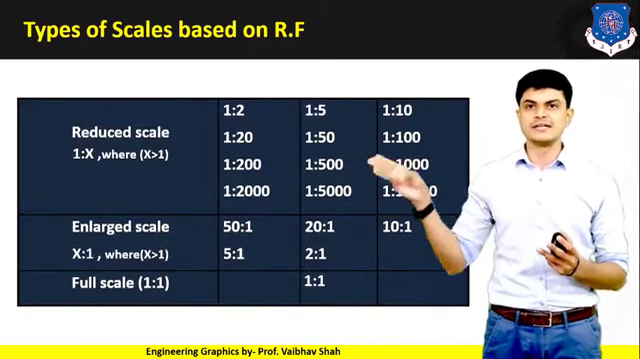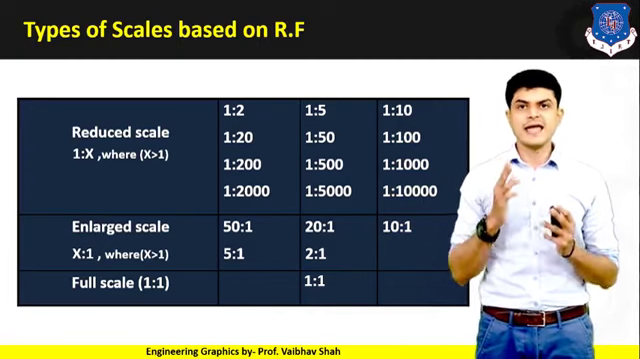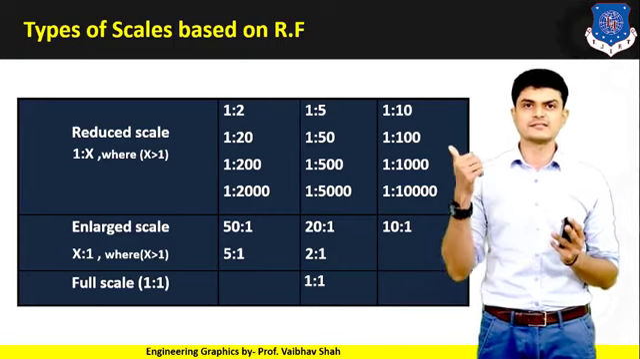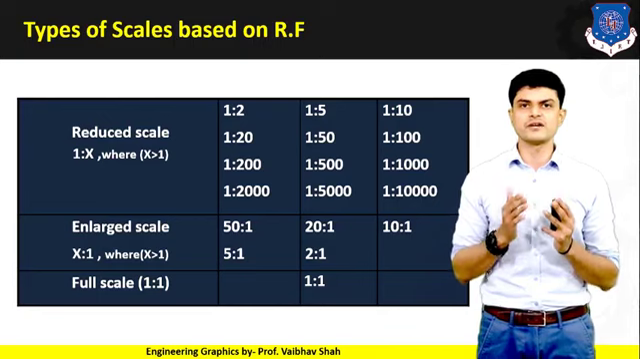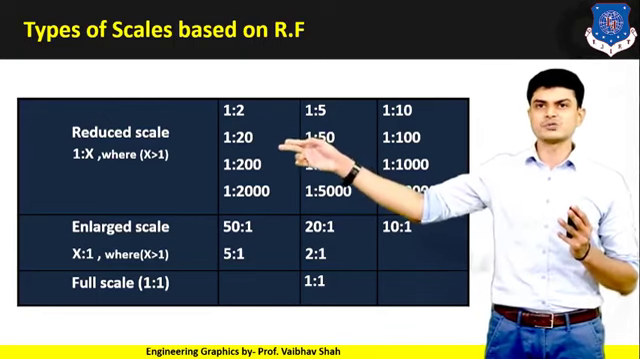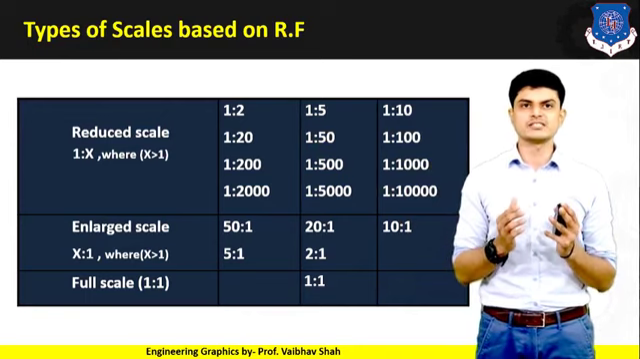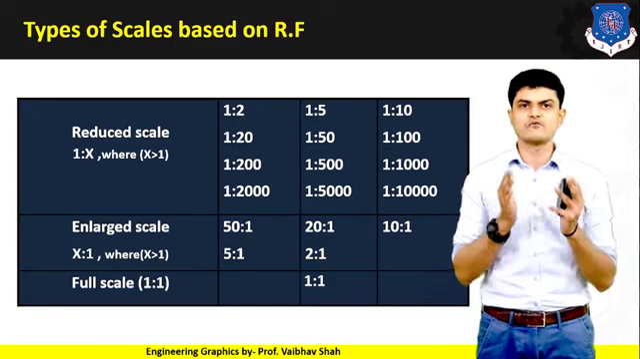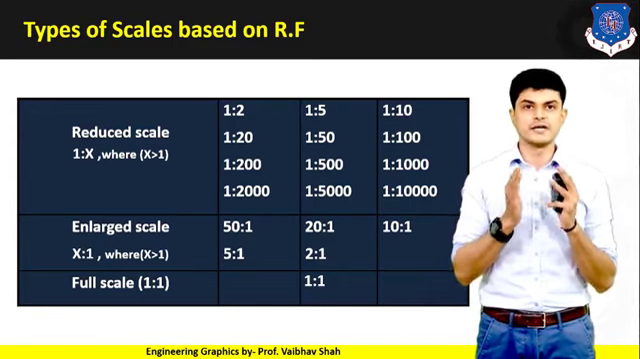So there are total 3 types of scales. First, reduced scale, second, enlarged scale, and third, full scale. So let us first understand this reduced scale. As you can see, the form of reduced scale is nothing but 1:x, where x is greater than 1. So here 1:x is a form that you have to remember, and if you have any scale of the form 1:x, that means this will be your reduced scale.